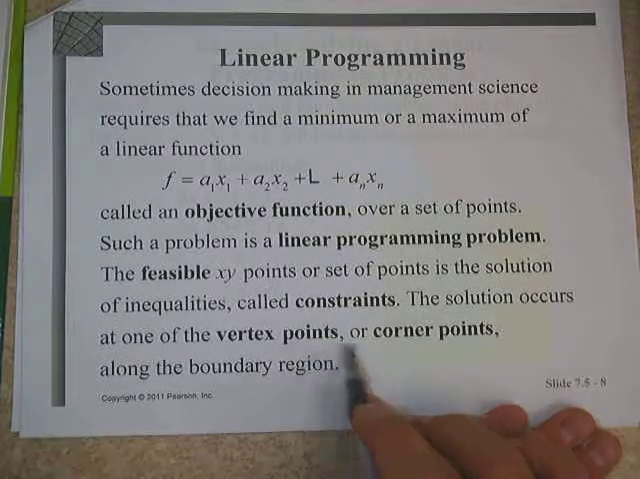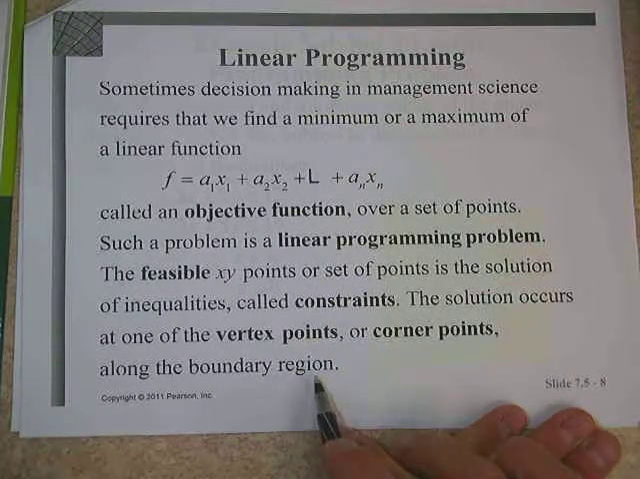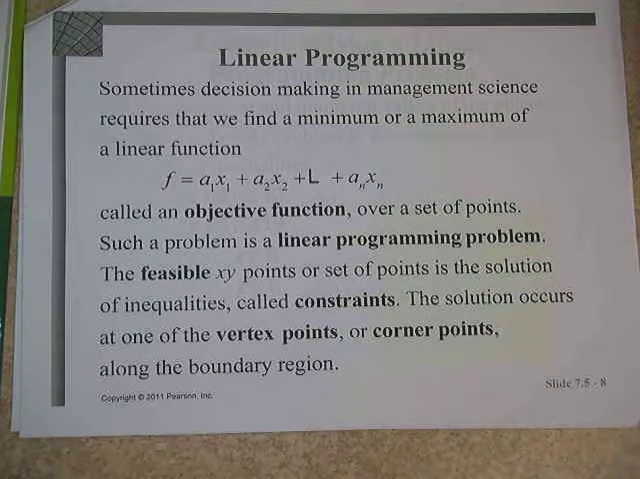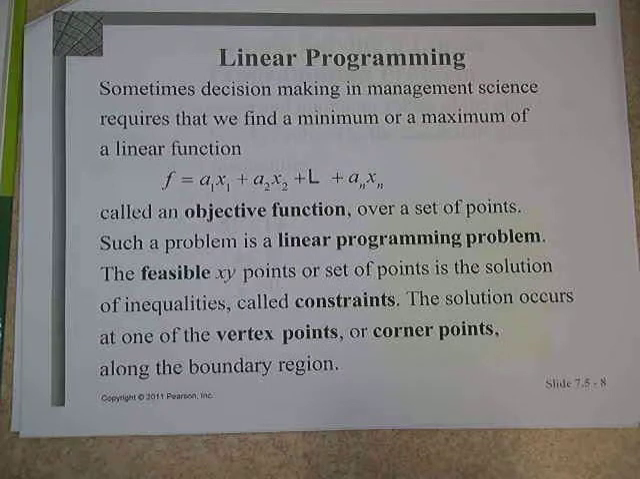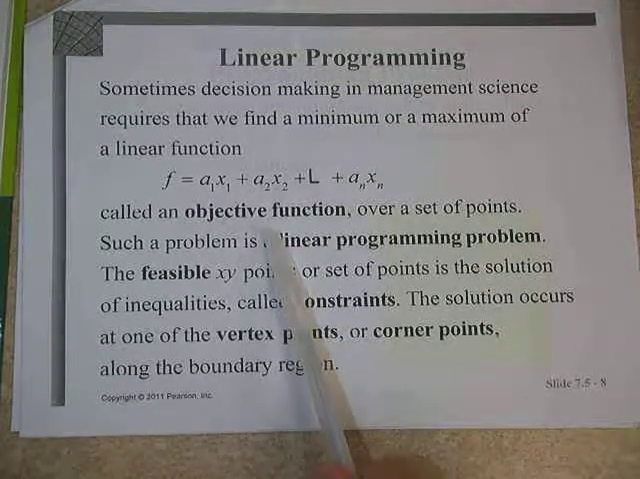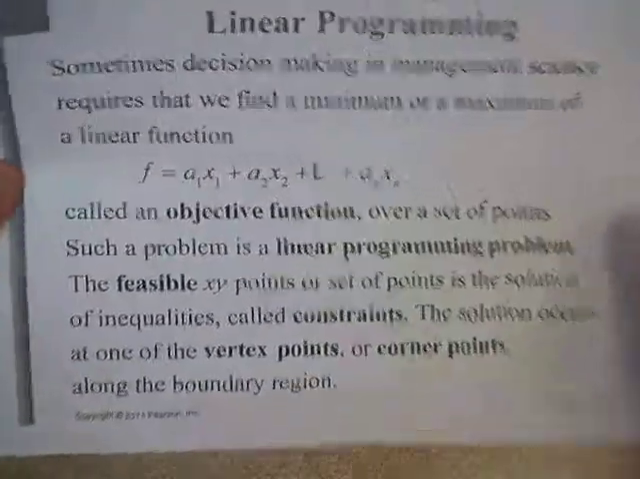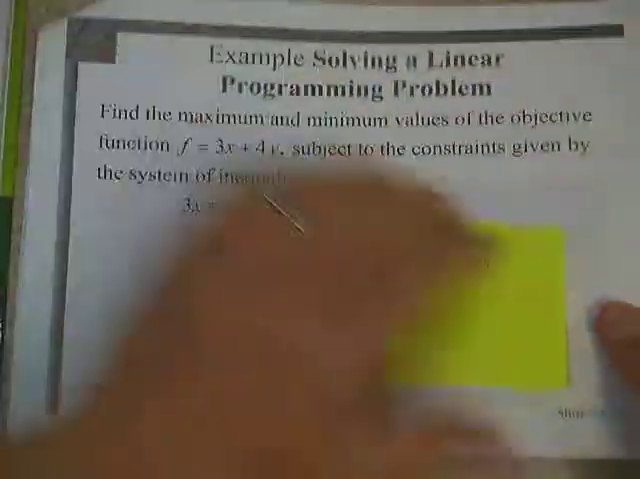Okay, the solution always occurs at one of the vertex points or corner points along any boundary region. So we're going to have some different constraints, which are the inequalities we're going to write based on the information given. When we figure out what the shaded area is, any of the corners of the shaded area are going to be possible solutions. Once we get those corners, we're going to plug them into the objective function and see which one is the biggest or the smallest, depending on whether we're after the maximum or minimum. So that's an overview of the process.